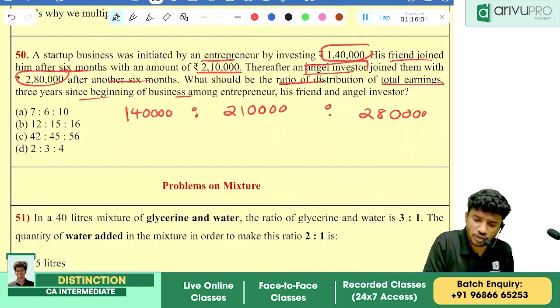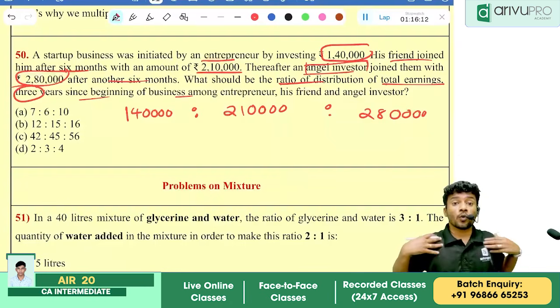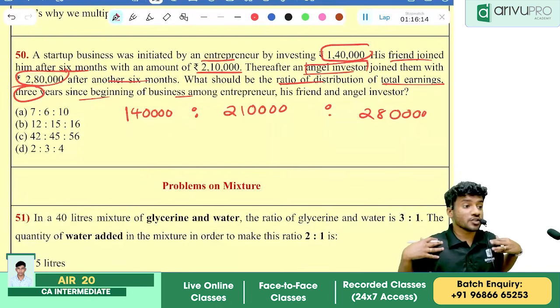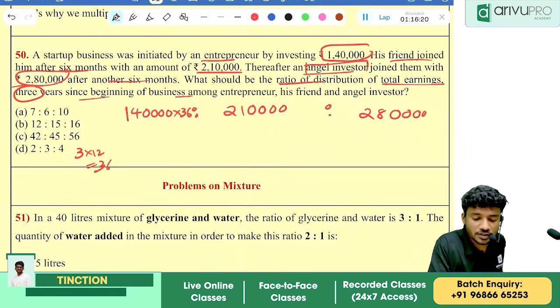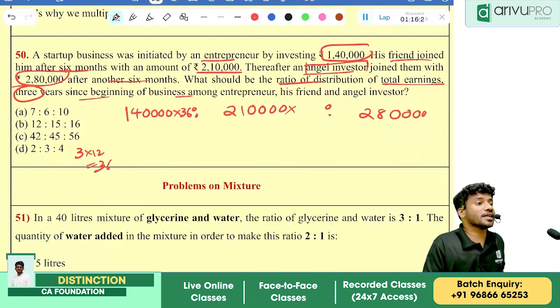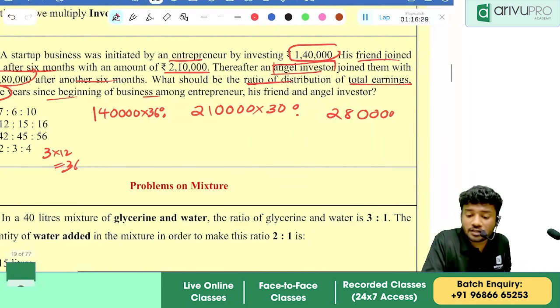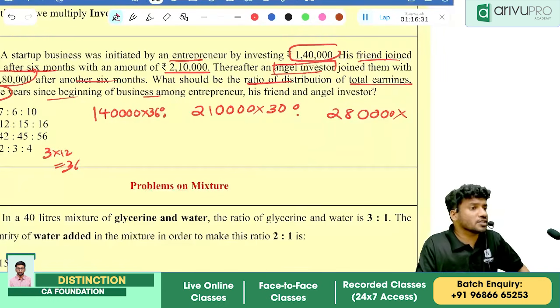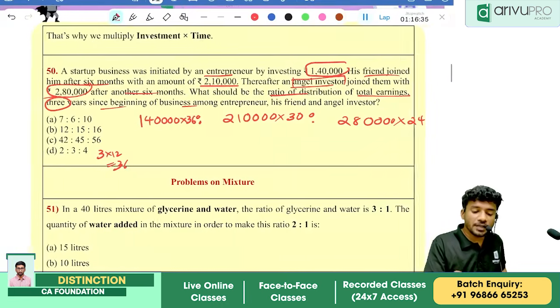How many years is the investment there? Is it given in the question? In 3 years total. Initially I started the business, so I will be there for 3 years. 3 years in months is how much? 3 into 12, 36. Then my friend joined after 6 months. He is there for how many months? 30 months. Then another angel joined after another 6 months. So he will be there for how many months? 24 months.